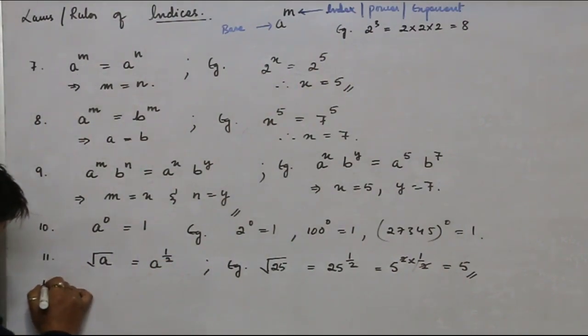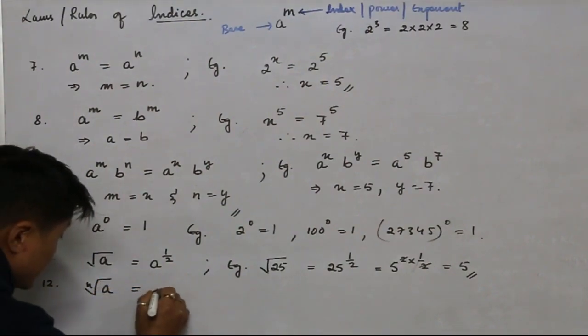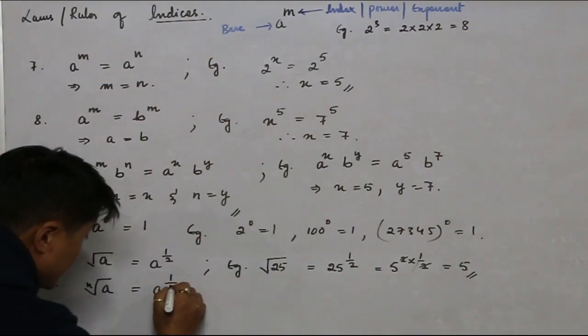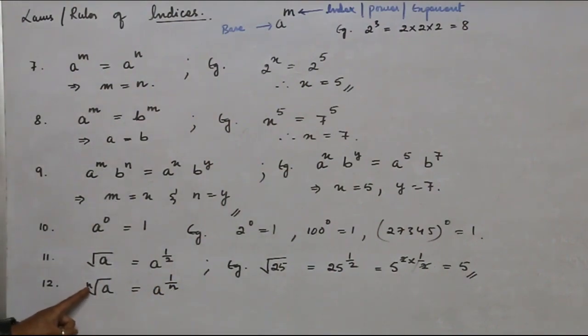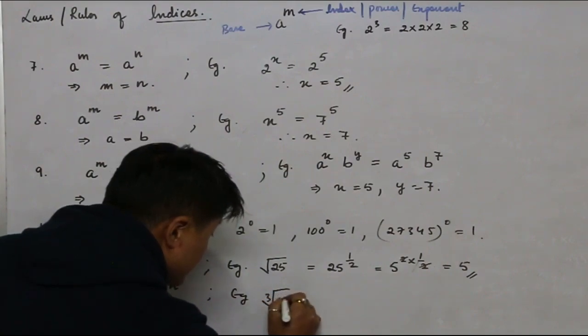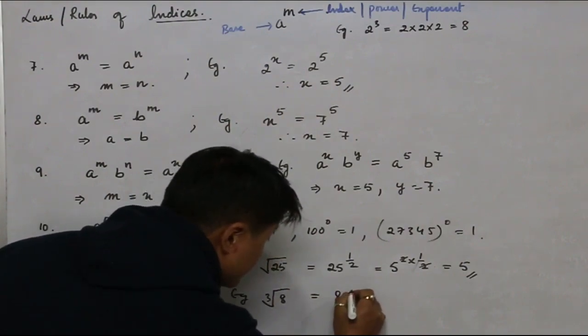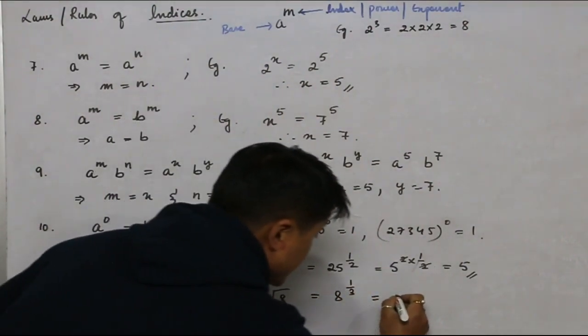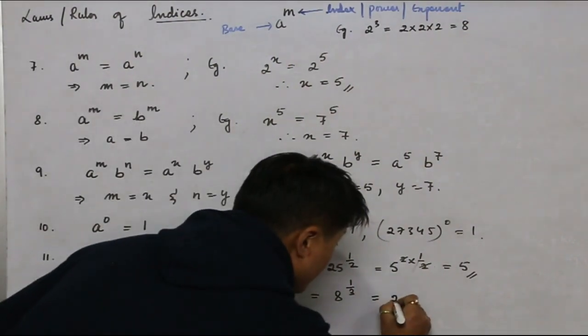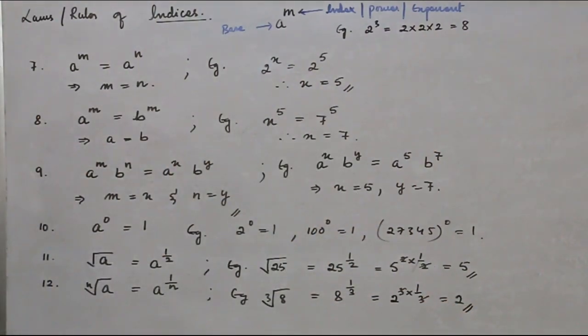Okay, so number 12 is the nth root under a can be written as a to the power 1 by n. So if it is written here, this is the denominator of the power. Clear? So example here, cube root of 8. This can be written as 8 to the power 1 by 3. 8 is 2 into 2 into 2, so 2 to the power 3 into 1 by 3. This gets cancelled, so you get the value 2.